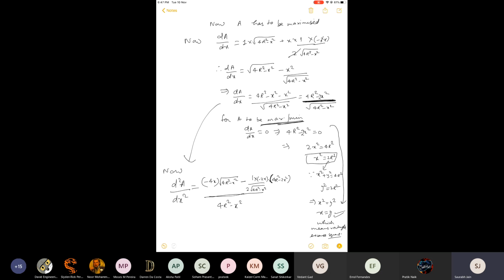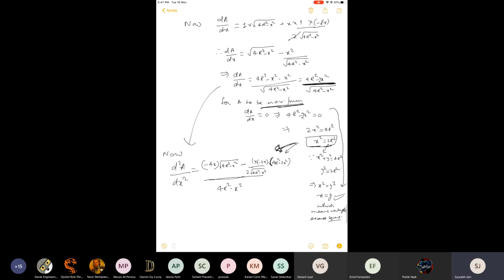Now put this value in this expression. The good part is that this second part will become 0. Why? Because when x square is 2r square, this 4r square minus 2x square will become 0. So this second part is 0. Now d2A by dx square when x square is 2r square: in the denominator, I am putting 2r square in place of x square everywhere, wherever I can see x square. So it is 2r square here. In the denominator, it will be minus 4.